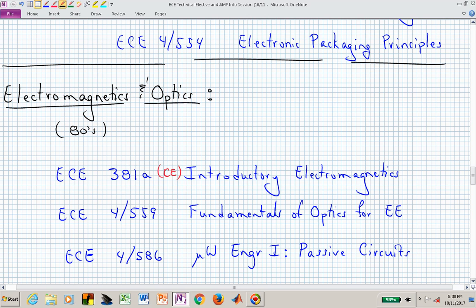In the 80s, in the EMO decade, if you're a computer engineering option, you have the option to take as a technical elective the introductory course, which is 381A.